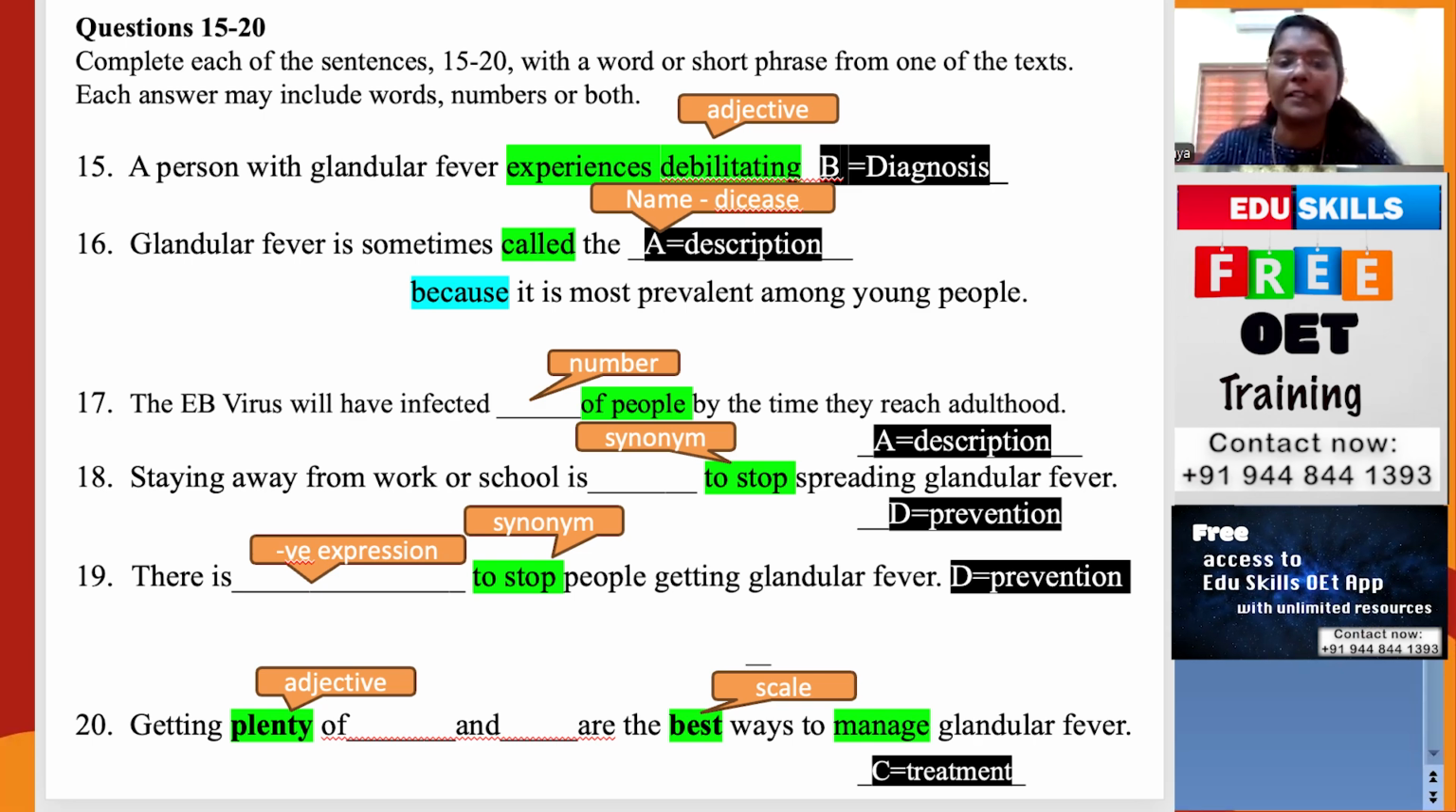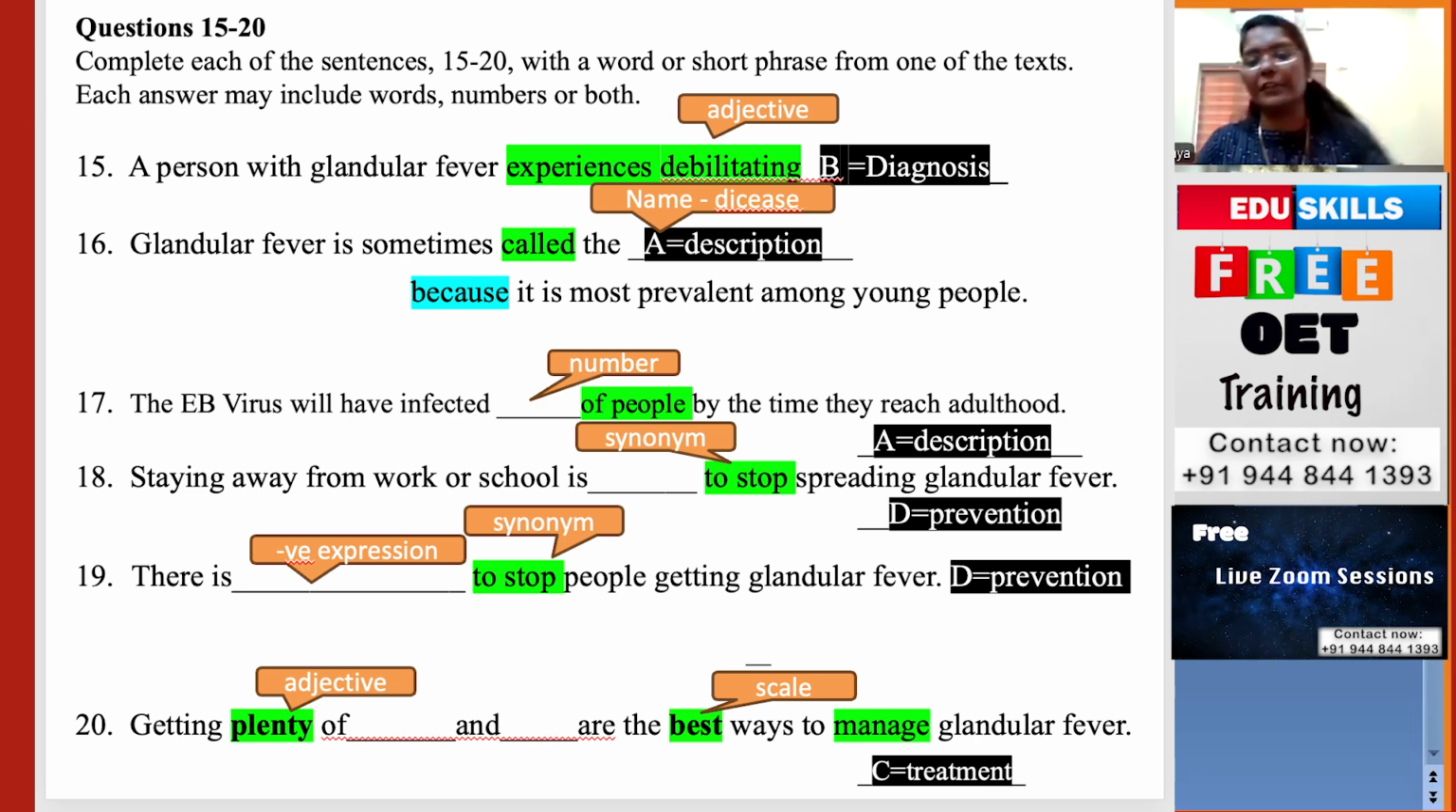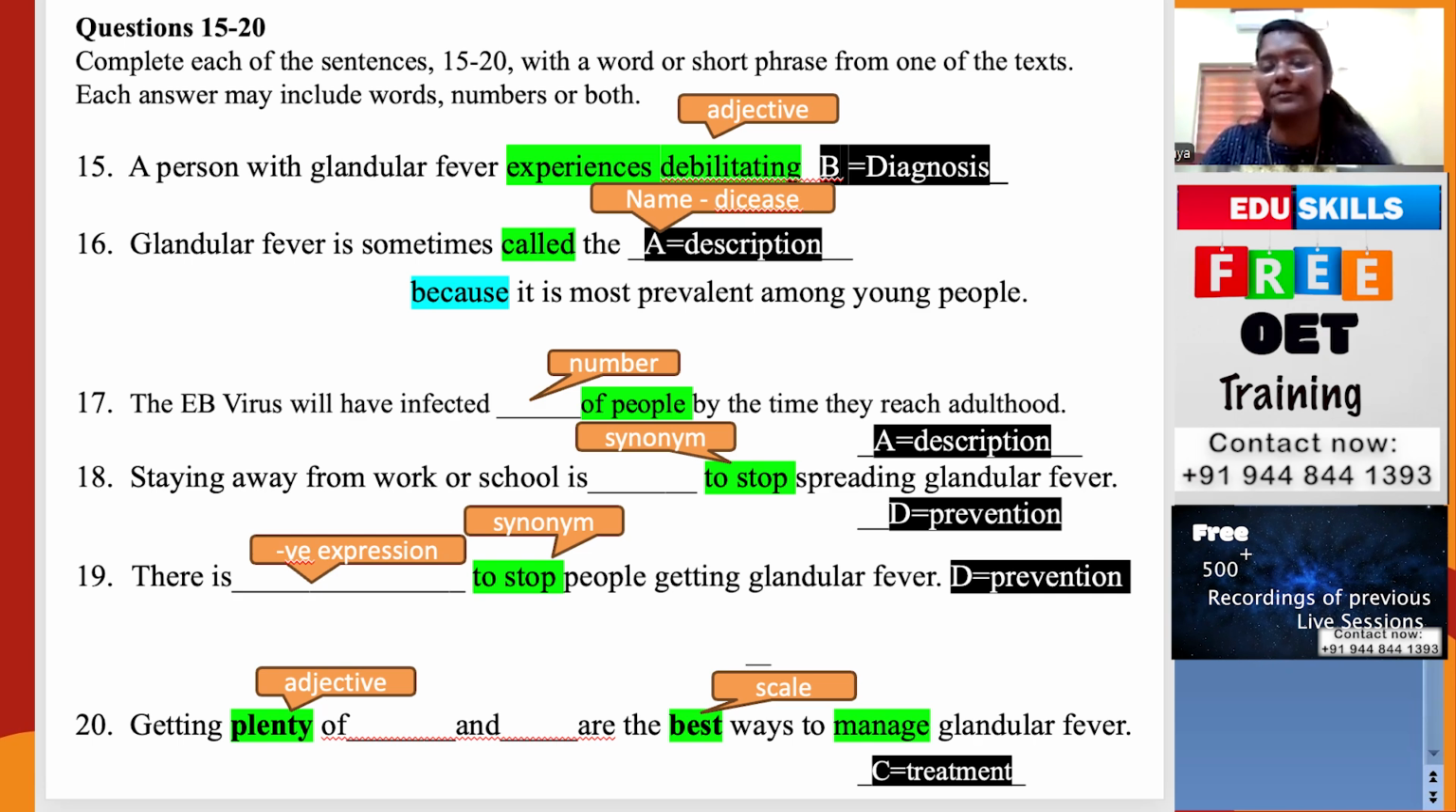Text A. Then ways to avoid getting glandular fever. Avoid. Which text? Avoid or prevention? D, sister. Text D. Okay. Then the fifth question is the ways glandular fever can be confirmed. Confirmed means diagnosis. Okay, diagnosis.